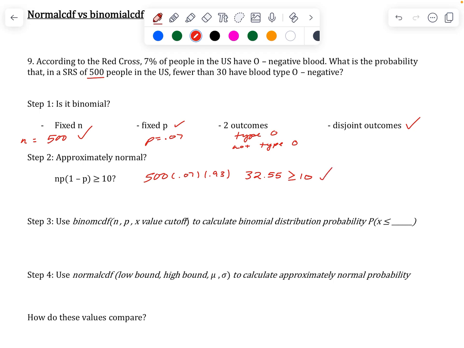Check that box. So I'm going to use binomial CDF with n, p, and our x value cutoff: 500, 0.07, and our x value cutoff was 30. And this is going to tell me the probability that less than or equal to 30 have type O blood.